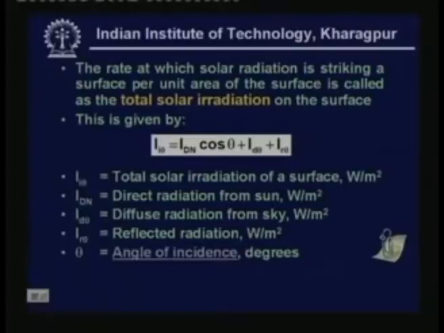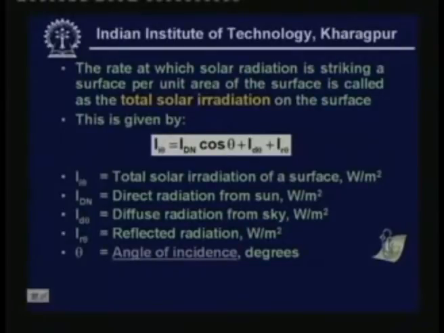I subscript I theta is equal to I subscript Dn cos theta plus I subscript d theta plus I subscript r theta. As you can see here, I subscript I theta is the total solar irradiation of a surface in watt per meter square, I subscript Dn is the direct radiation from the sun, I subscript d theta is the diffuse radiation from the sky, I subscript r theta is the reflected radiation, and theta is known as the angle of incidence.